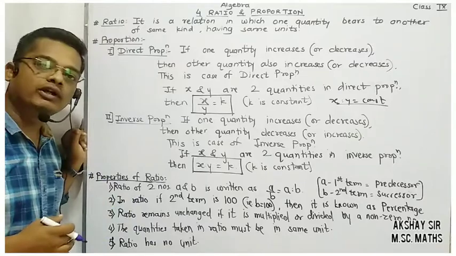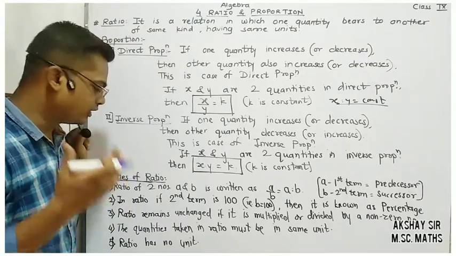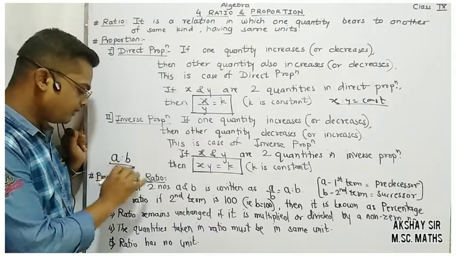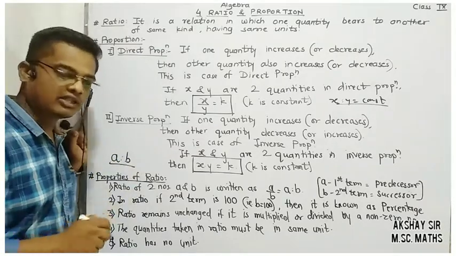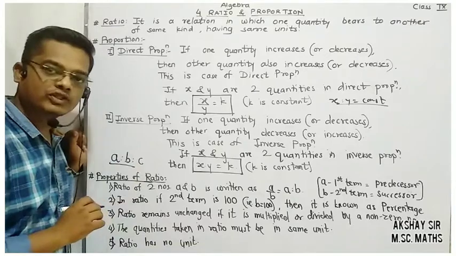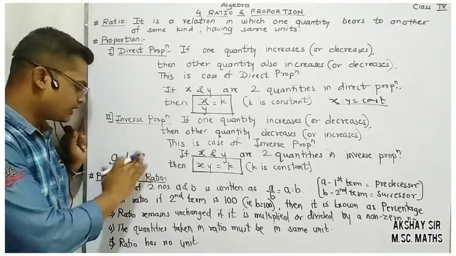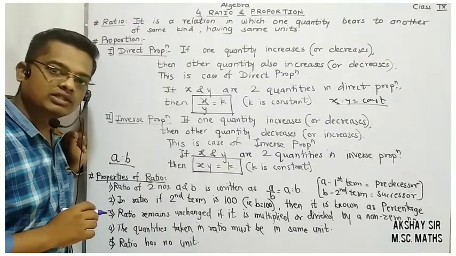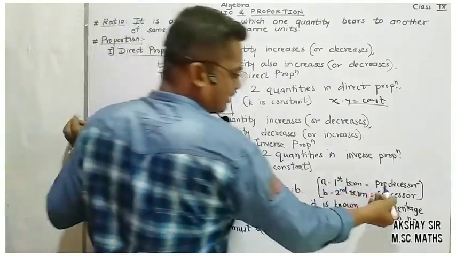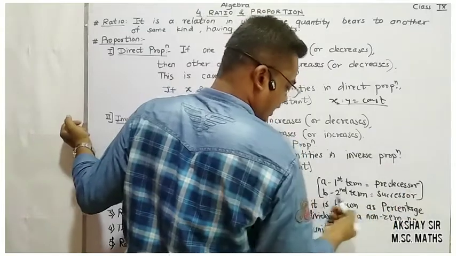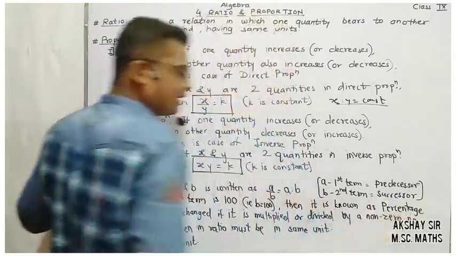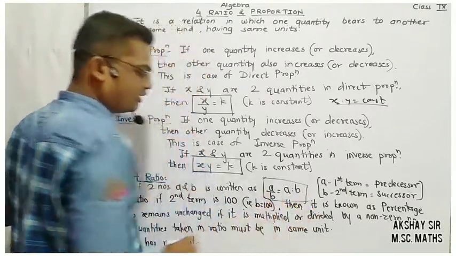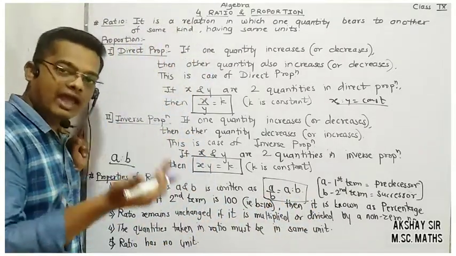Next one is some properties of ratios. We should consider ratio on some property basis. Ratio is always written in the form A is to B if two quantities are considered. If three quantities are considered, we write A is to B is to C, and so on. In A is to B, the first term A is considered the predecessor, and the second quantity B is considered the successor, and the ratio of the two quantities is written in the form A upon B or A is to B.